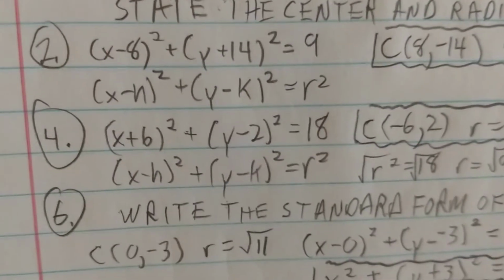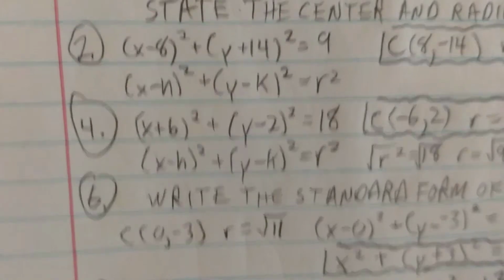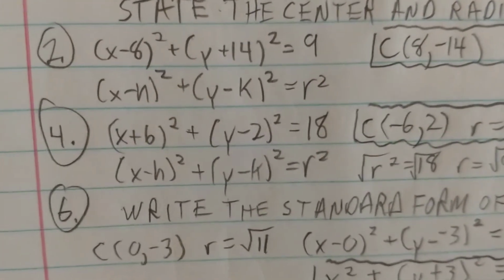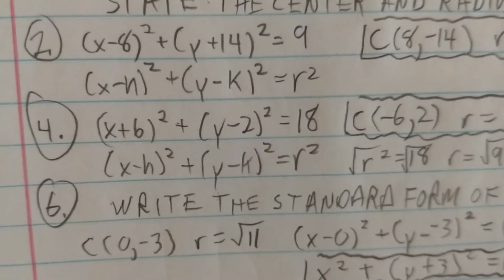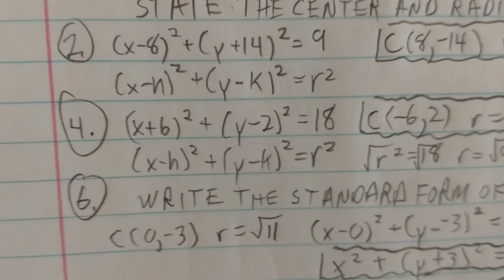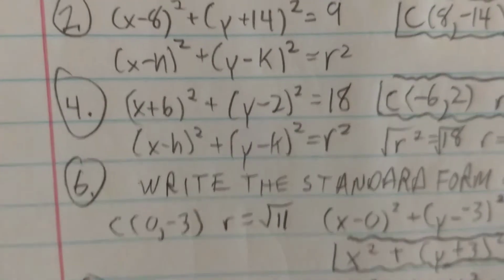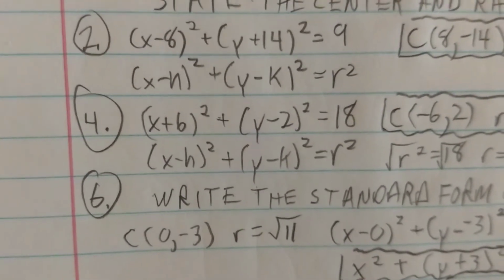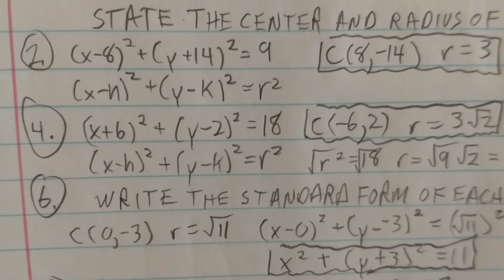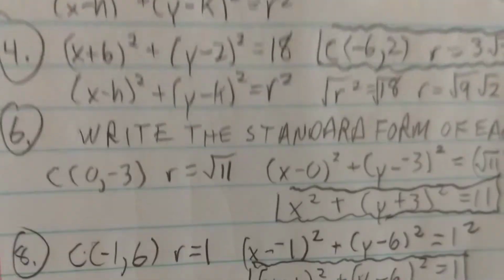So lining up the standard form equation underneath the circle equation, we have (x minus 8) squared plus (y plus 14) squared is 9. So again, the 8 is h, but the k has to be negative 14. It has to be minus negative 14 to be plus. So it's (8, negative 14) for the center, and the r is the square root of 9, or 3.